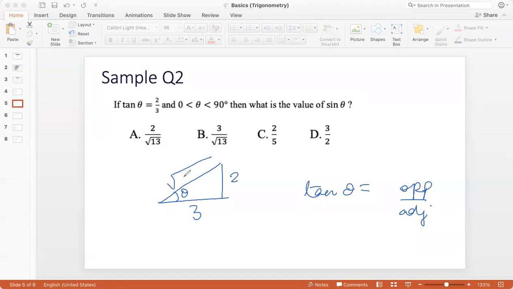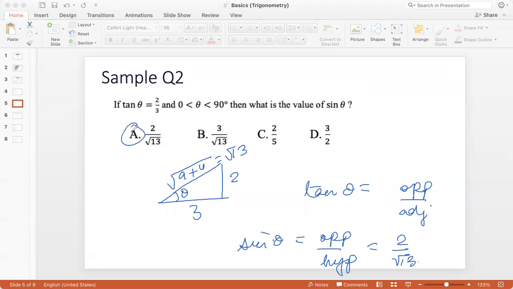So what will be the hypotenuse? It will be the square root of 9 plus 4 by Pythagoras theorem, which is the square root of 13. So now sine theta, which is defined as opposite divided by hypotenuse, will be 2 divided by root 13, which is option A, right?